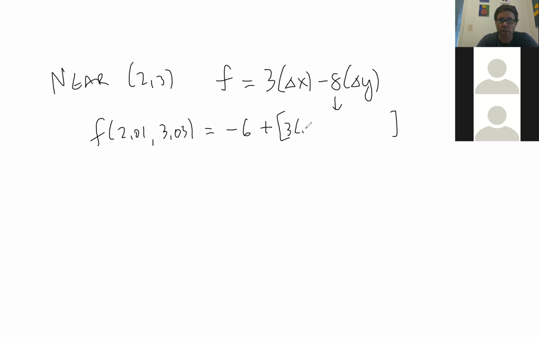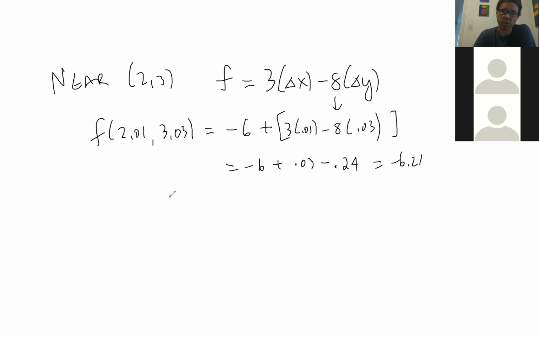This would be just 3 times 0.01 minus 8 times 0.03. So I'll get negative 6 plus 0.03 minus 0.24. So that's negative 6.21 is the approximation that I'll get from sticking in those values. So you can do some very quick calculations with it. So that's a nice benefit for doing it this way.